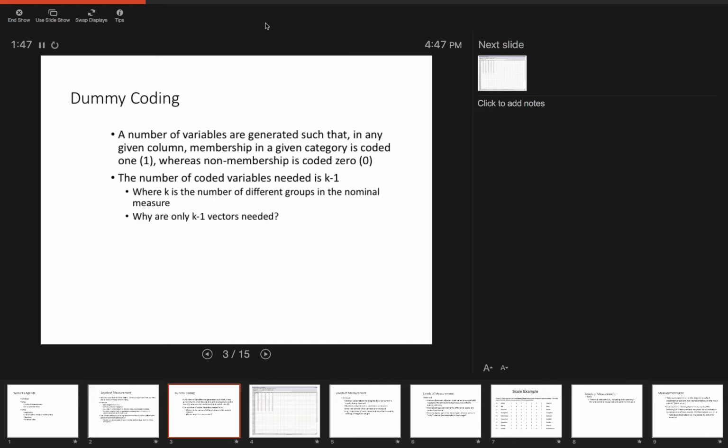And what we do is we generate a number of variables such that in any given column, membership in a given category is coded as 1, whereas non-membership is coded as 0. The number of coded variables needed is k minus 1, where k is the number of different groups in the nominal measure. So if we have red, green, blue, k is 3. So we need two vectors. We need 2 columns of data in order to represent that.